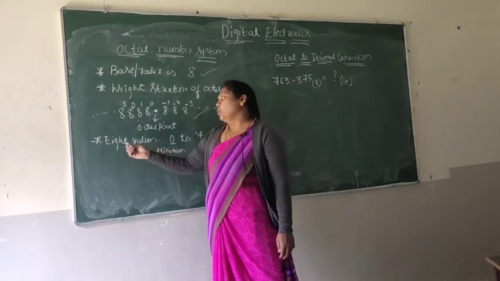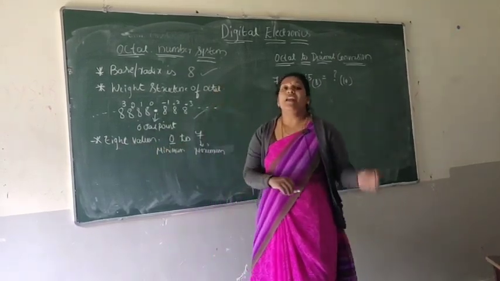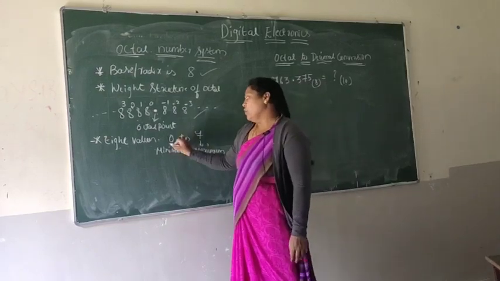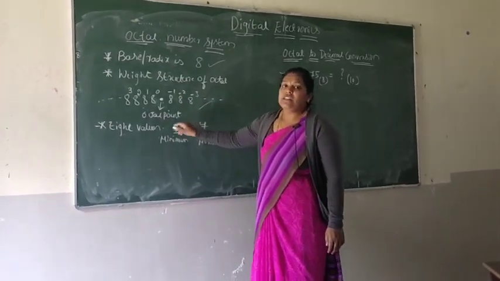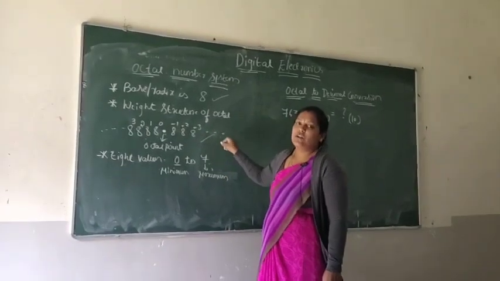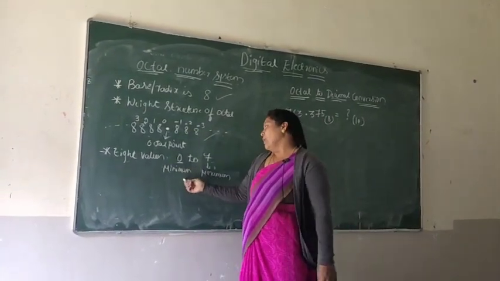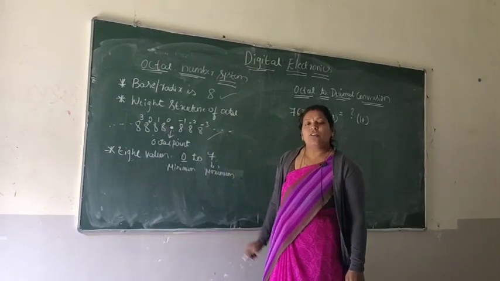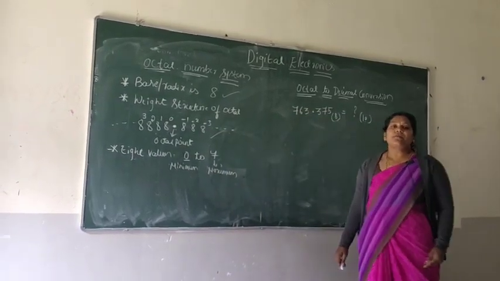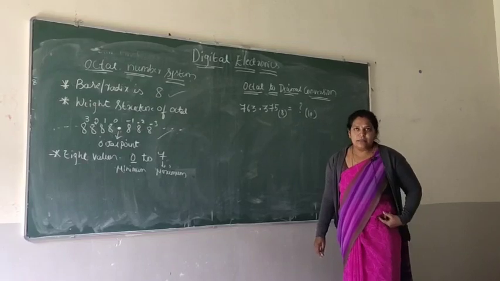And one more point you have to remember: it has a total of 8 values, starting with 0 and ending with 7, that is 0, 1, 2, 3, 4, 5, 6 and 7. In this, 0 is the minimum and 7 is the maximum. Now we will go for the conversion from the octal number system to the decimal number system.